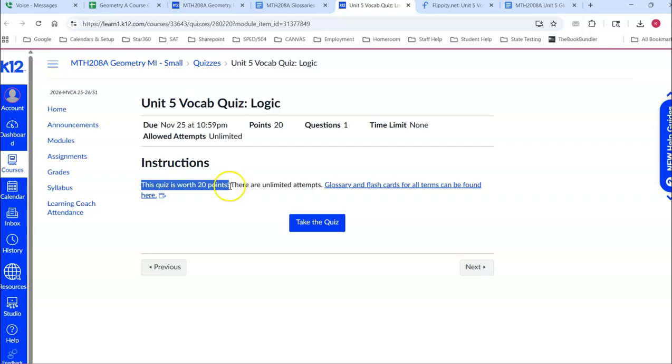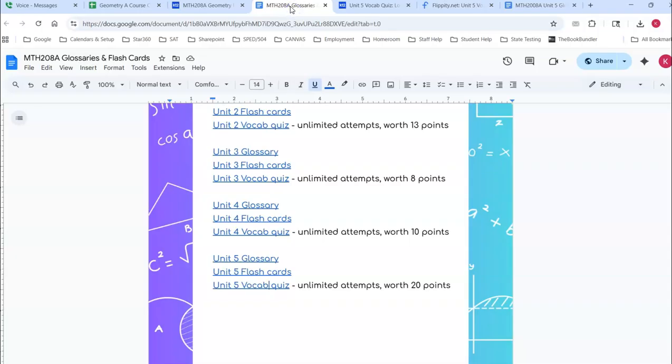These are not extra credit. These are regular credit. But getting 20 out of 20 points on this is really going to help your grade. Again, unlimited attempts. The question stays the same, so you can keep trying as many times as you need to. Also note that right in the quiz, I give you a link to that same document where we have the links to the glossary and the flashcards.